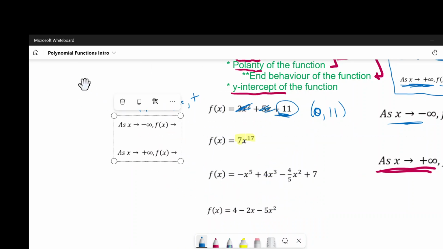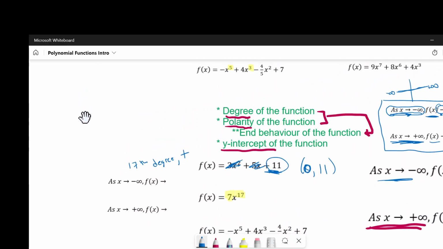I've just cut and pasted them to make it easier. Again, because it's a positive polarity function, the right side of the graph will go in a positive direction. So I know I can put plus infinity there. Now, because it's an odd degree, the two statements disagree. It's going to go down on the left and up on the right.